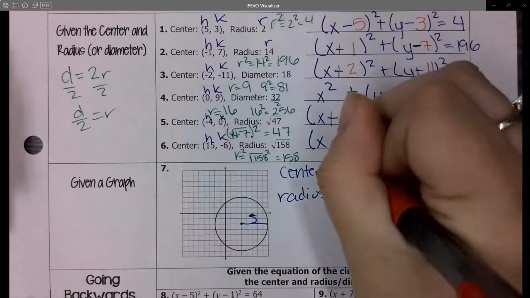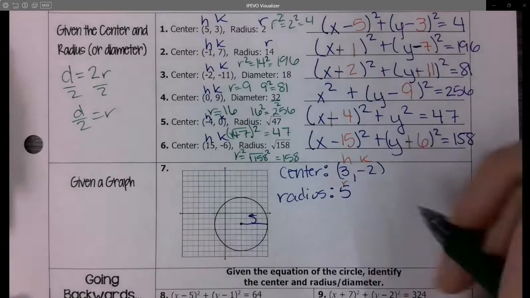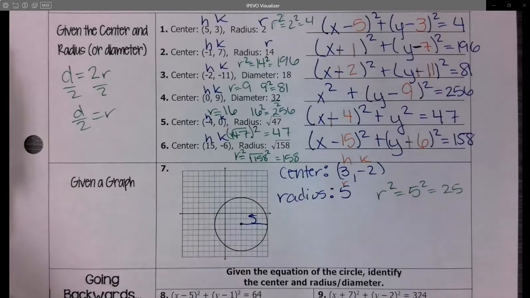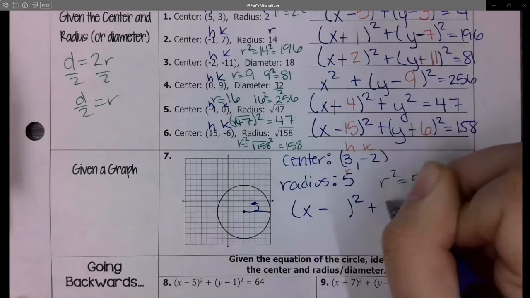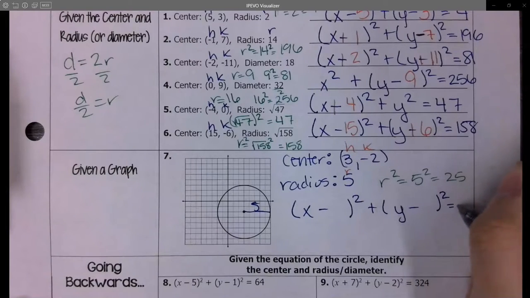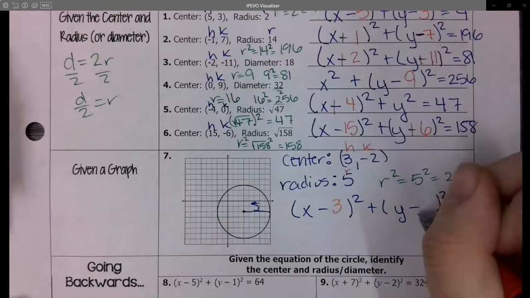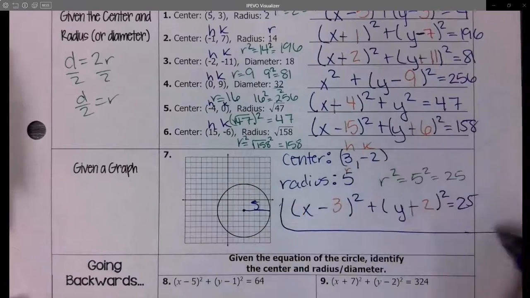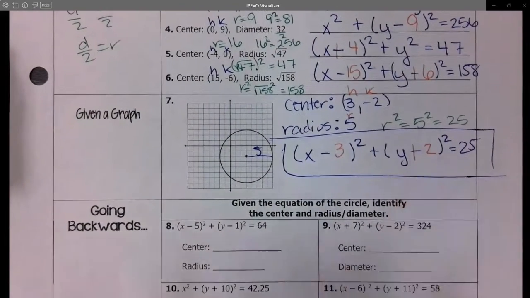So I have my h, k, and r. So r squared is 5 squared, which is 25. And then I just plug into the formula again. My h is a positive 3, so I keep the negative. My k was a -2, so I changed the sign to be positive. Questions here?